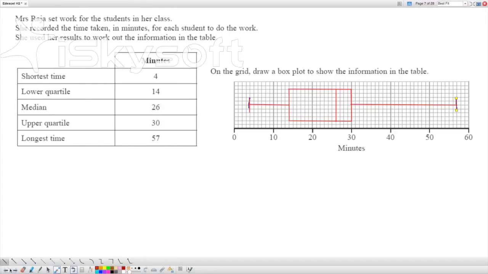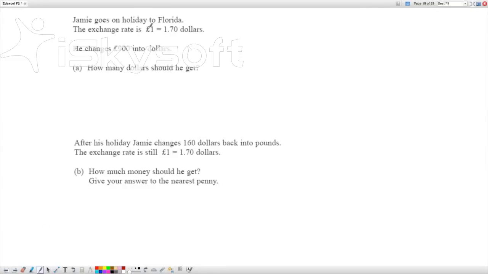Jamie goes on holiday to Florida. We're given an exchange rate here of £1 equal to $1.7. Firstly, he changes £900 into dollars. 900 multiplied by 1.7 gives us $1,530. We're told at the end he has $160 and he wants to change it back to pounds. Exchange rate's the same. So this time we take the dollars and we divide by 1.7. In the reverse, 94.12 pounds.